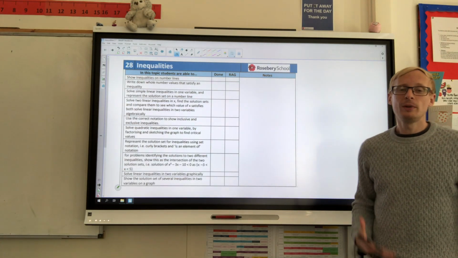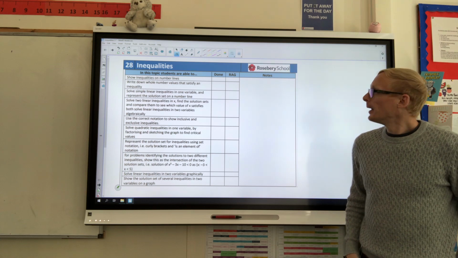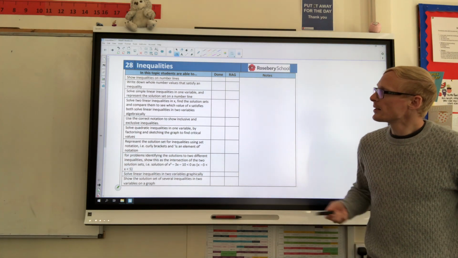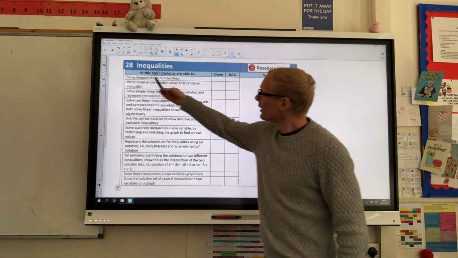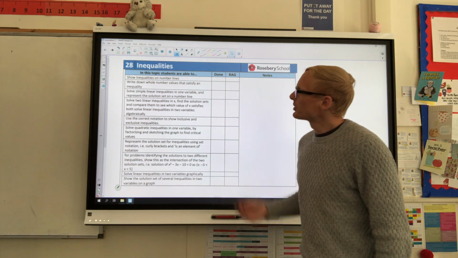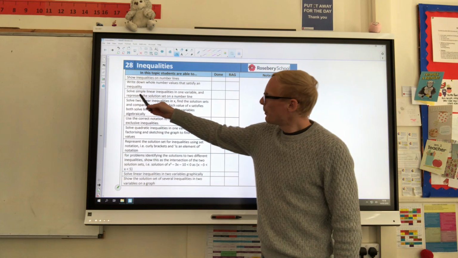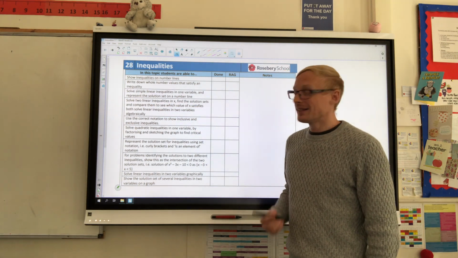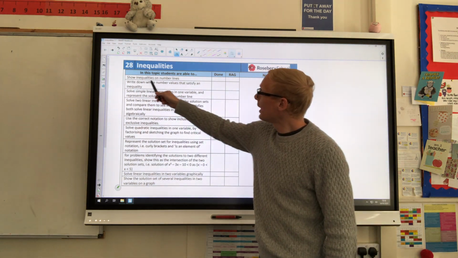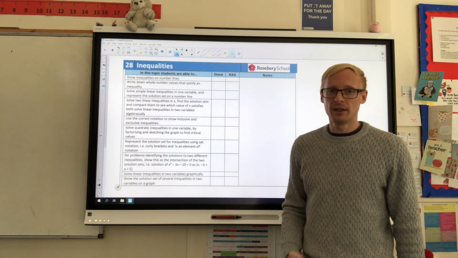Okay, hello and welcome to lesson 3 on inequalities. So the previous two lessons, the first lesson we looked at showing inequalities on number lines. The second lesson we looked at solving linear inequalities and then representing it on a number line. And in today's lesson we're going to look at just writing down whole number values that satisfy an inequality.